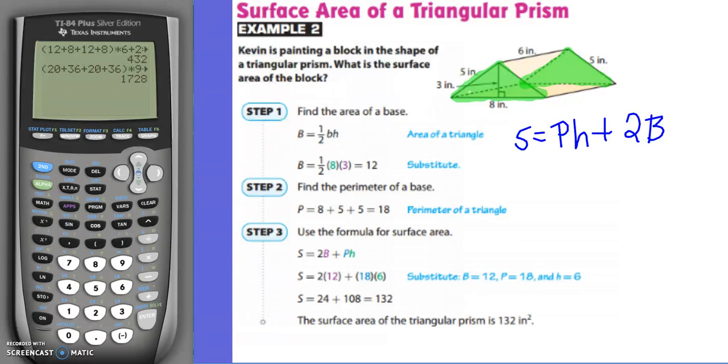So we need to find the perimeter of the triangle. The perimeter of the triangle is 5 plus 5 plus 8. The height of the prism is the distance between the two bases, which is 6, plus twice the area of the base. Remember, triangle is 1/2 base times height. So 1/2 times 8 times 3.